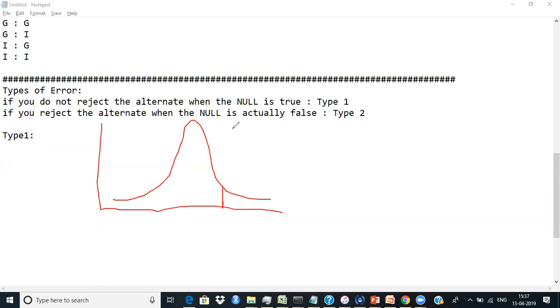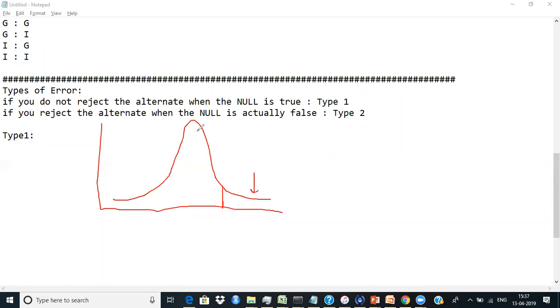Then, if this probability is very low, we say that our assumption is not correct. Now, what does this probability signify? It signifies your margin of error, because although this probability is really small, there is still some probability.